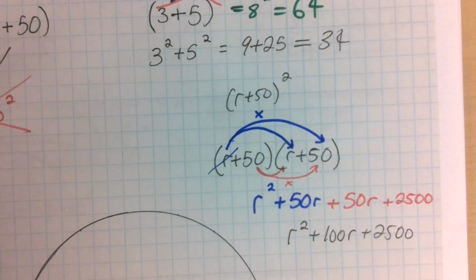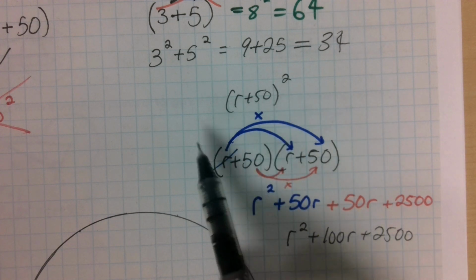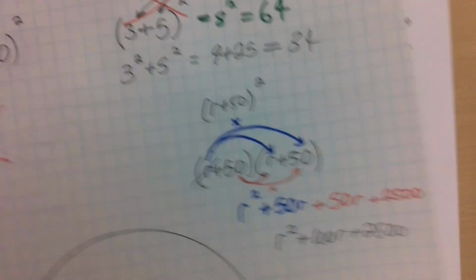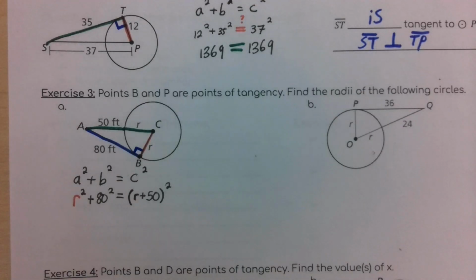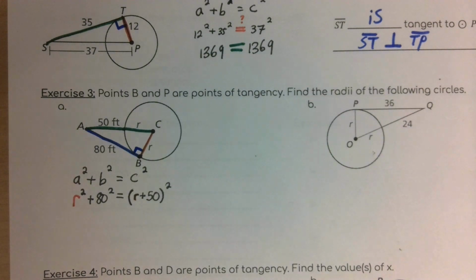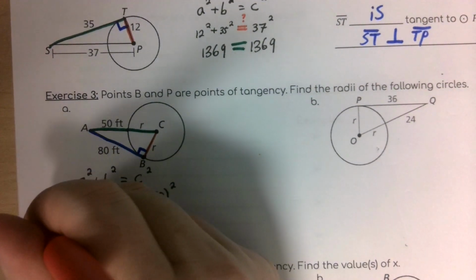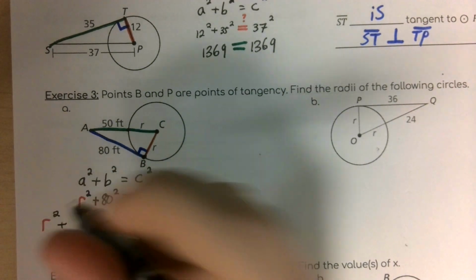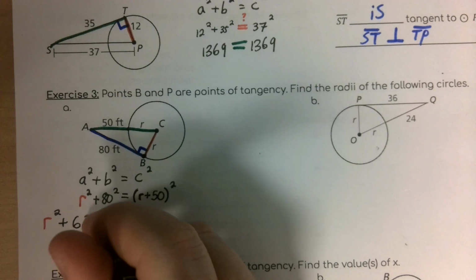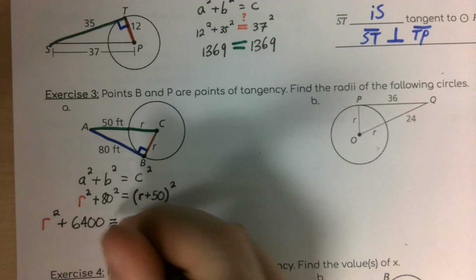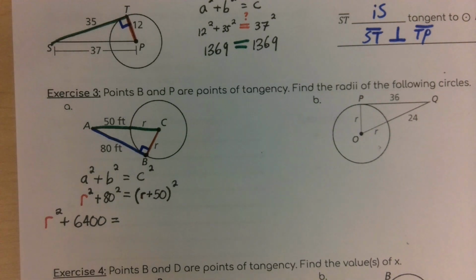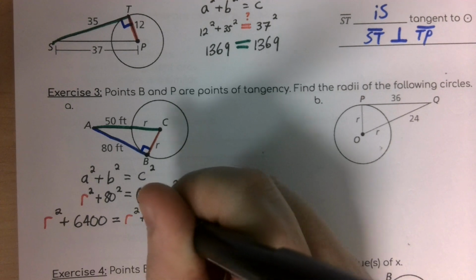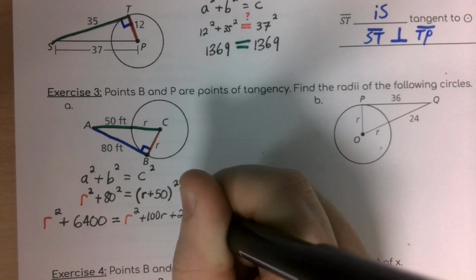(r plus 50) squared means you have to distribute r times r, r times 50, 50 times r, 50 times 50. Sorry for that little bit of a long refresher, but let's get back to the problem. So what does this mean? Well, it means we get a long equation. r squared sticks around. 80 squared is just 6,400. And we discussed that (r plus 50) squared is actually r squared plus 100r plus 2,500.